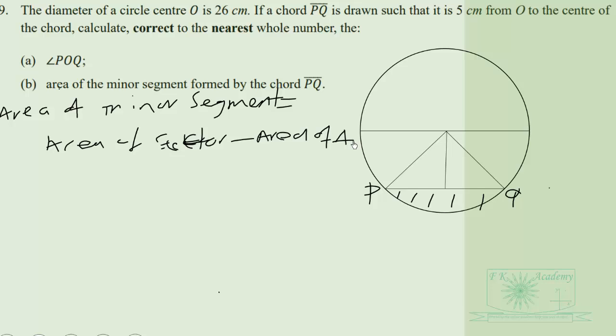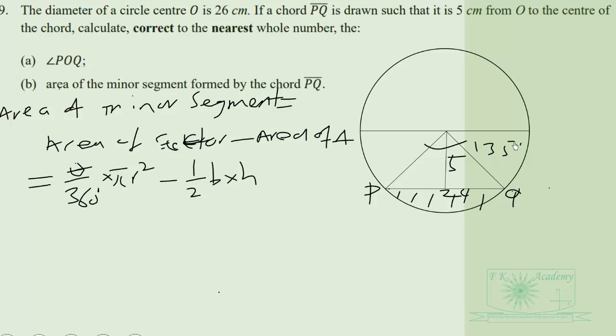So area of sector will be equal to theta over 360 degrees times pi r squared, minus 1 over 2 times base times the height. We know the base is 24, from P to Q equals 24 centimeters. So the height is 5. So theta is 135 degrees as we found. But I'm not going to use the final answer. Let me use the approximated value, which is 134.76.